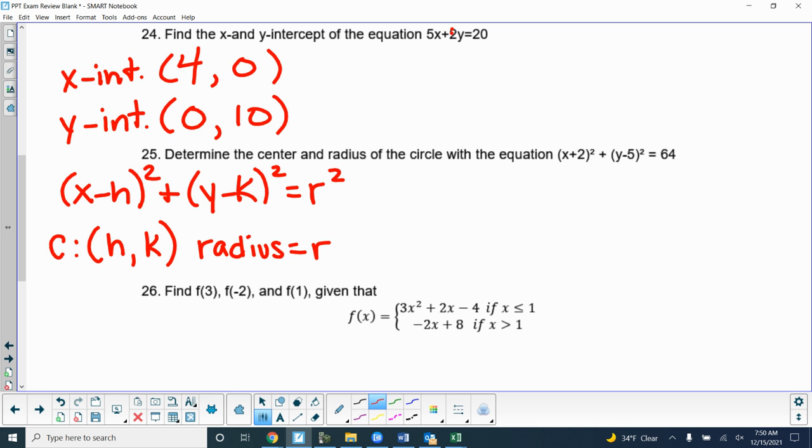So this is a real quick and easy one also, because you can look at the problem and tell what the center is. So since it's x plus 2, what's the x value of the center? Negative 2. And since it's y minus 5, what's the y value of the center? Positive 5. So it's the opposite of what you see in there. And then to get your radius, you just take the square root of that number. What's the square root of 64? 8. Okay? So 24 and 25, getting towards the end of your exam, should go pretty easy for you.